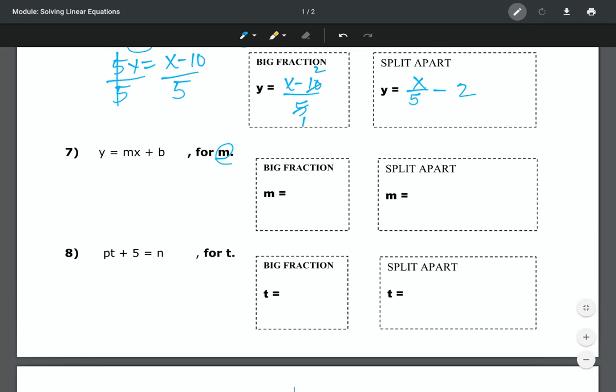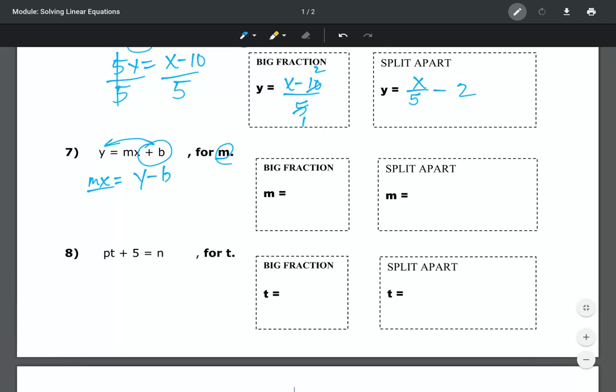Number 7, we're going to solve for m. So we're going to take this b and we're going to move it over to the other side. So you would have, now I'm going to go ahead and write mx on the left and then y minus b. So I just kind of flip those around so that my m will be on the left side.